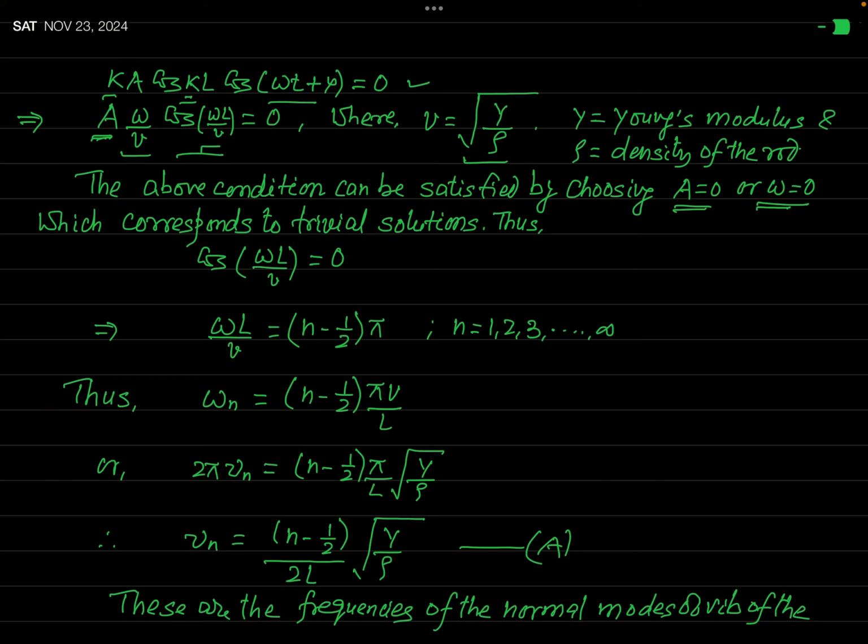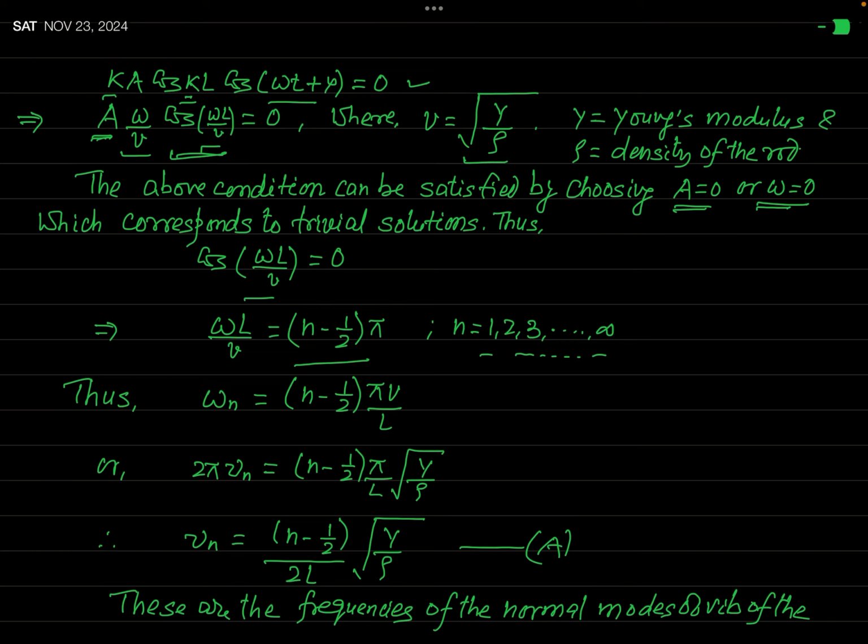But if A and omega are not 0, definitely this cos function of omega L over V must be equal to 0. Okay? So we take that cos omega L over V is equal to 0. And you know, if cos theta is 0, what is the general value of theta? The general value of theta is written as (n minus half) into pi, where n is 1, 2, 3, 4 up to infinity.